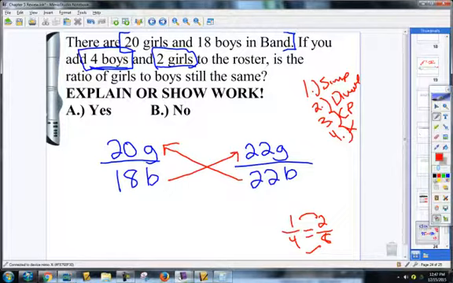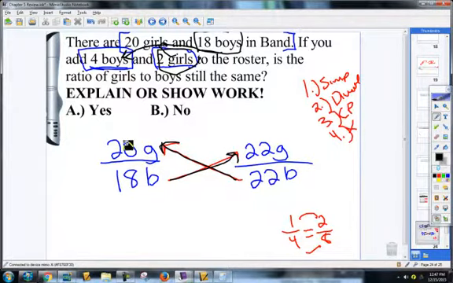So, you got to make sure you read it carefully. We got 18 boys with boys. Girls, got to go with girls. Okay? Now, if we did cross products, we would just multiply diagonally. If you get the same product, then they're equal to each other.